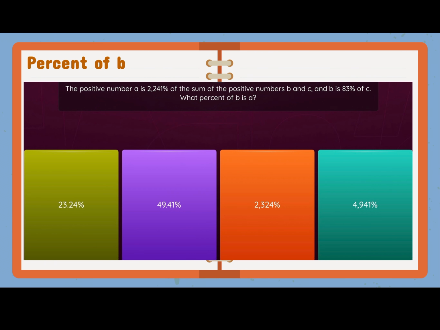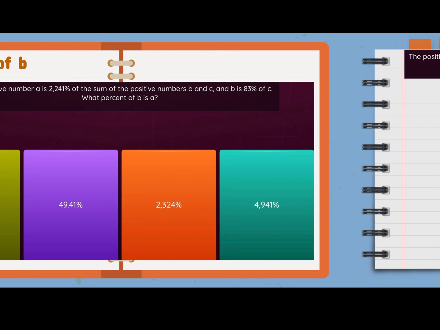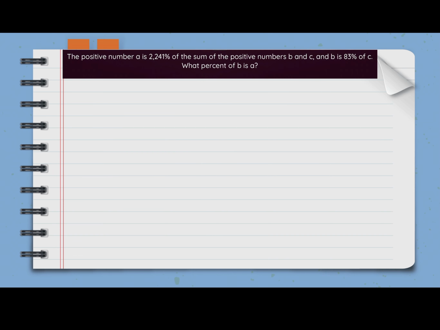Okay, a positive number A is 2,241% of the sum of B and C. B is 83% of C. What percent of B is A? So this gets really complicated. So we can first write out what we have in numerical form.